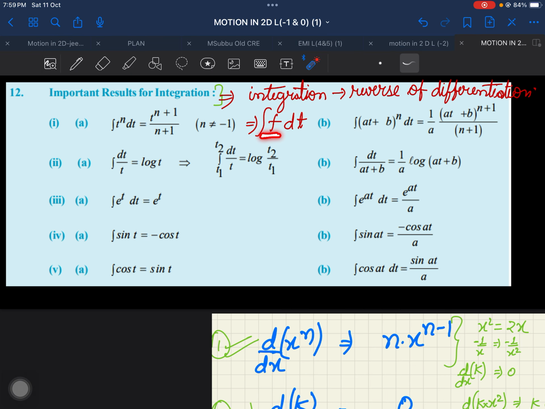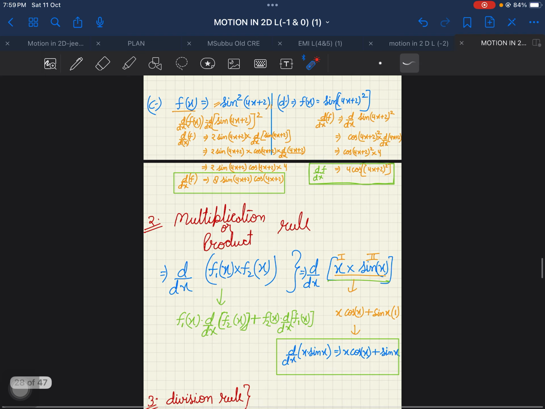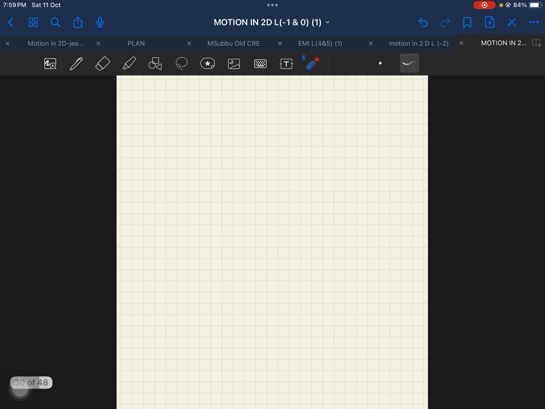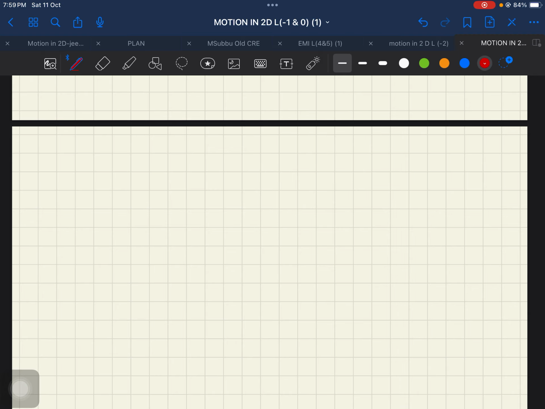We will integrate this function. Okay? So suppose here we have f to be t to the power n. So our integration formula will be t to the power n plus 1 by n plus 1. I am writing it here in terms of x. Let me write this in terms of x. Now we are starting our concept of integration. Check everyone. Integration.